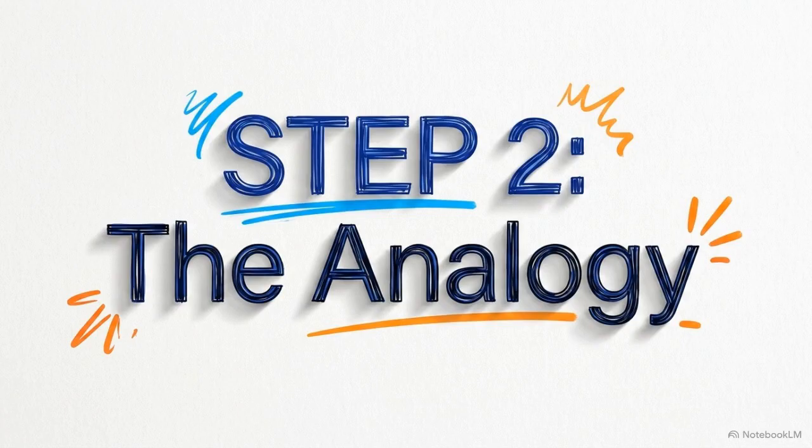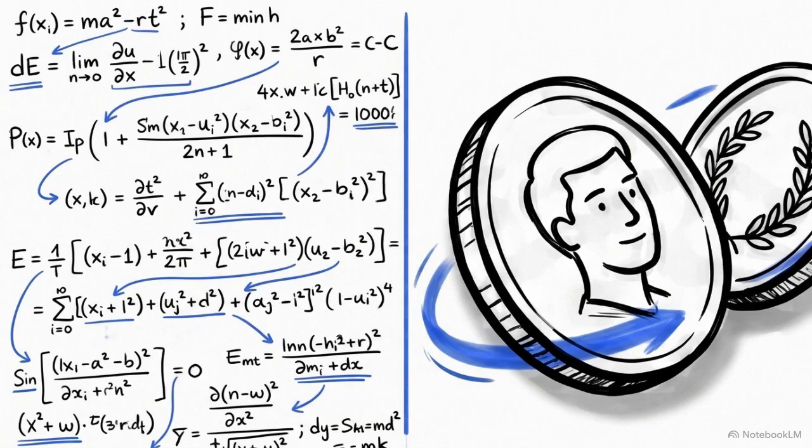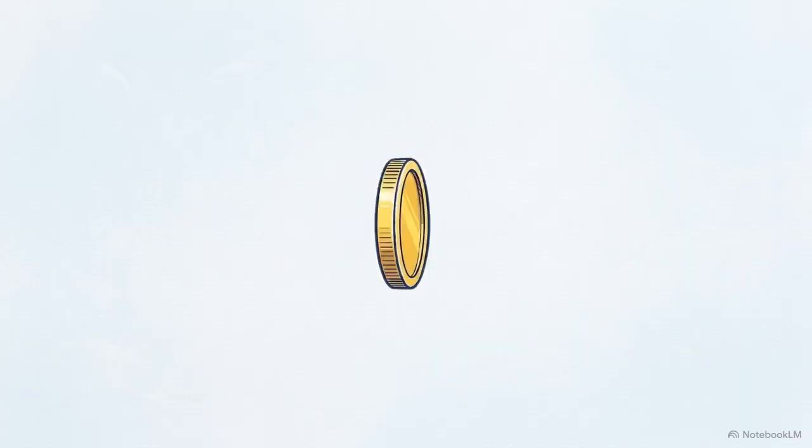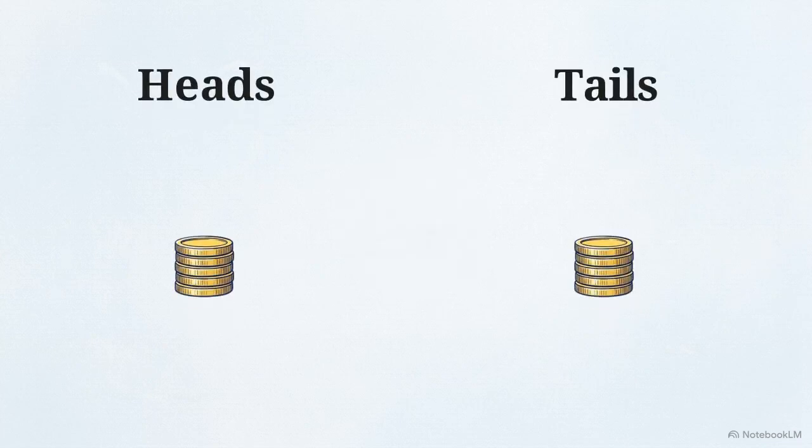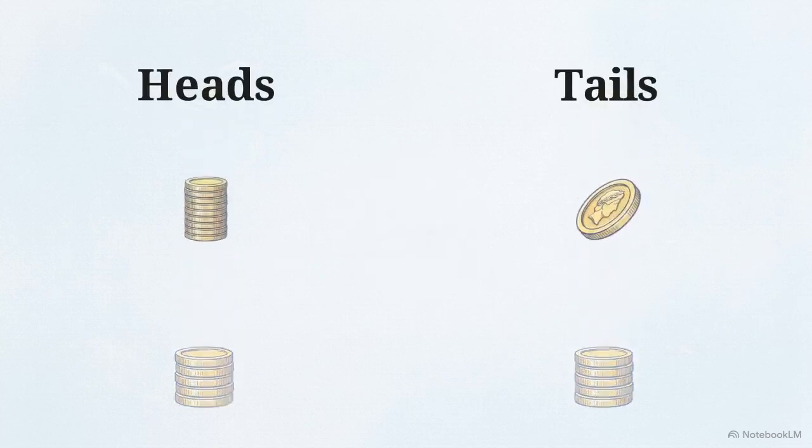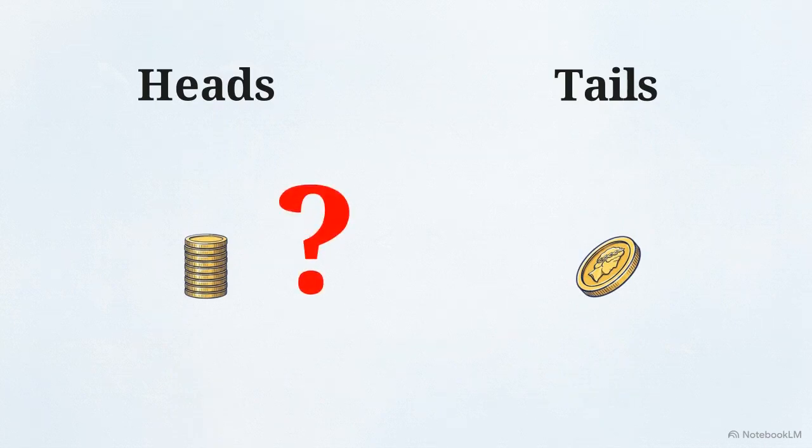Now, let's move on to step 2. We'll bridge the gap between statistical theory and reality using a classic coin flip analogy. Ask the interviewer to picture flipping a coin 10 times. If the coin is fair, expect heads about 5 times. But what if you get 9 heads? Suddenly, you wonder if that coin is biased.